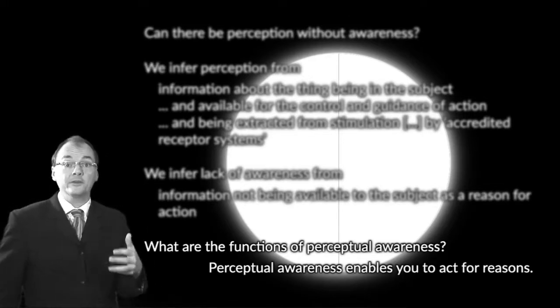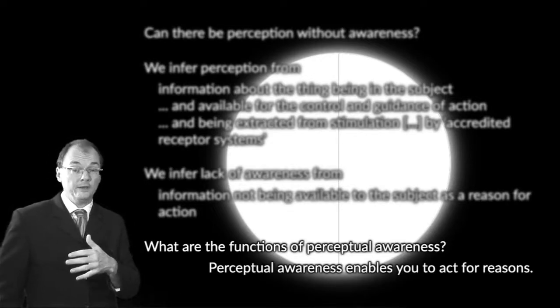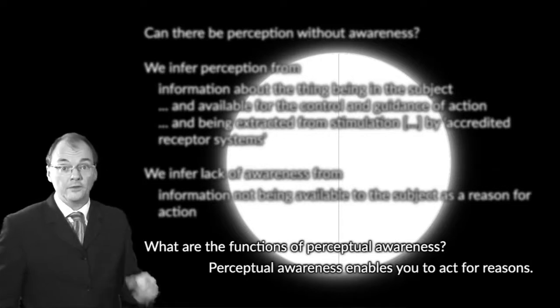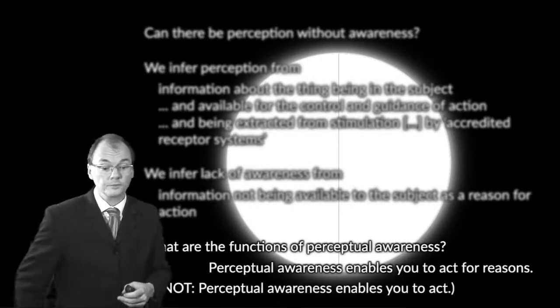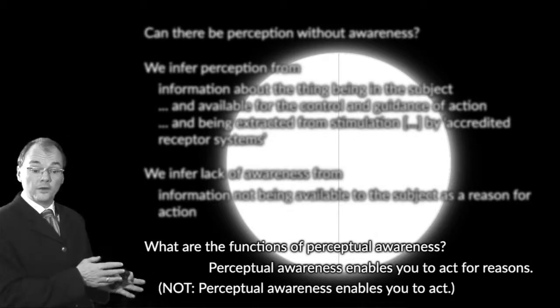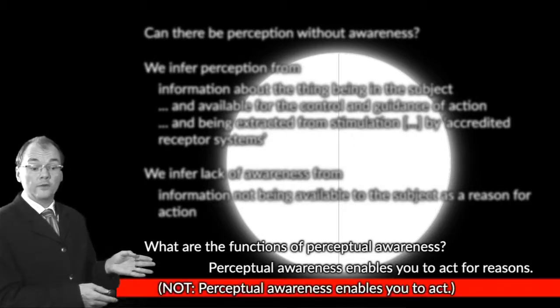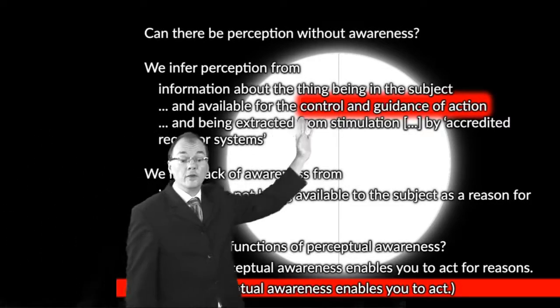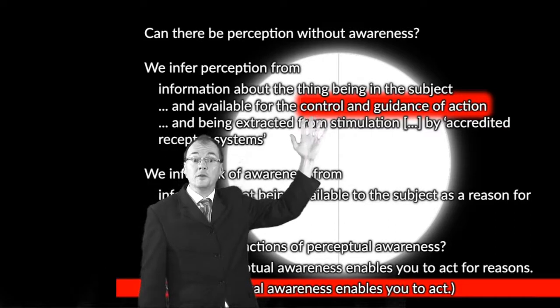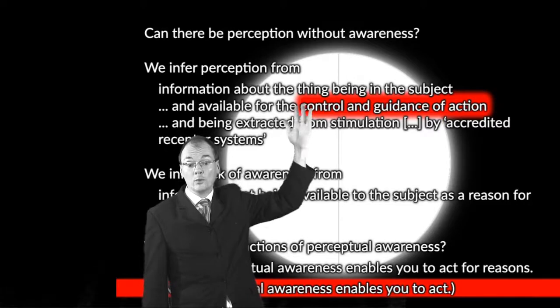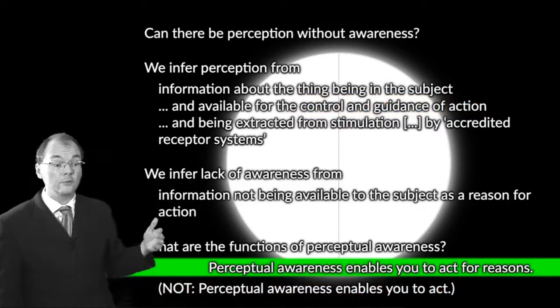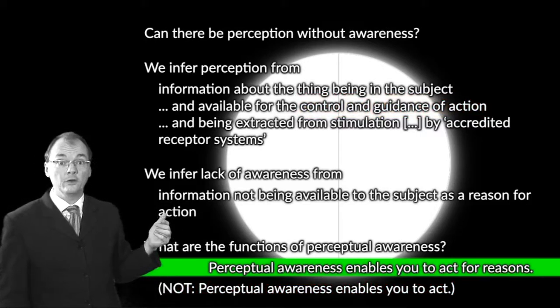Perceptual awareness matters in the life of a human, in part at least, because it allows the human to set the standard for success and not just some external criterion, as the case of the lights was supposed to illustrate. So what we've done here is rejected the idea that I started off by criticizing, the idea that perceptual awareness enables you to act. You can see very clearly that we're rejecting that because we regard information's availability for control and guidance of action as part of the operationalization of perception, with or without awareness. So we must be rejecting that idea. What we're suggesting instead is that perceptual awareness enables you to act for reasons.